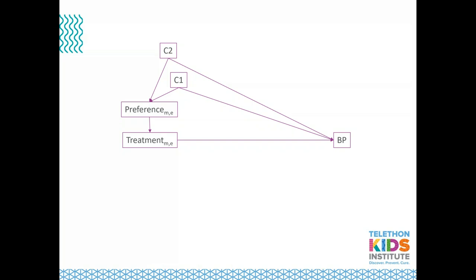And so even though the literature talks about preference, maybe another way of thinking about this is intention. So these factors C1 and C2, in addition to influencing the blood pressure, also have a direct causal influence on your intention to receive medicine or exercise, which has a direct deterministic relationship with the treatment that you receive.